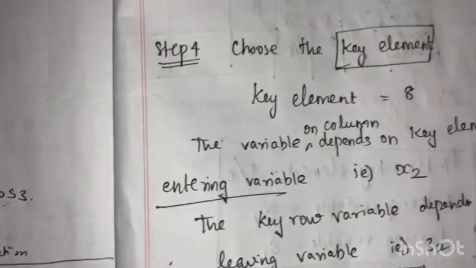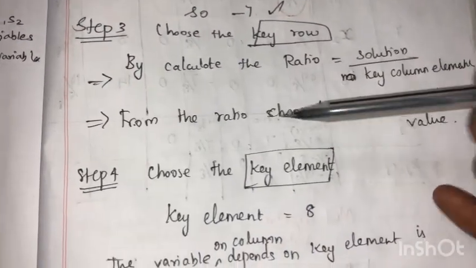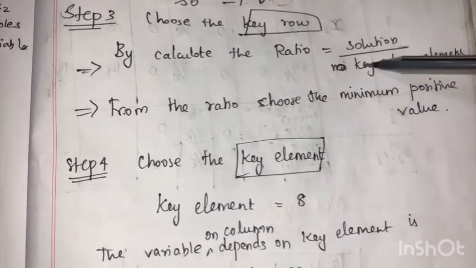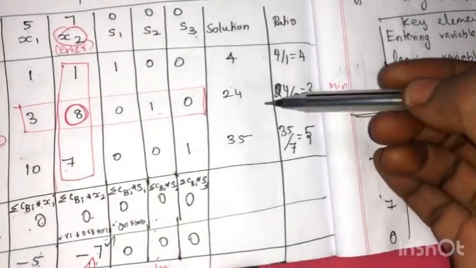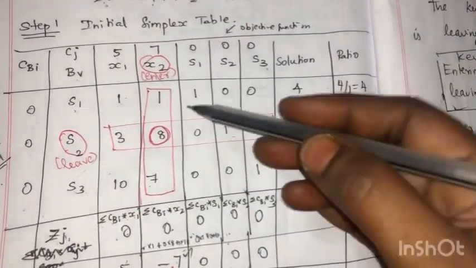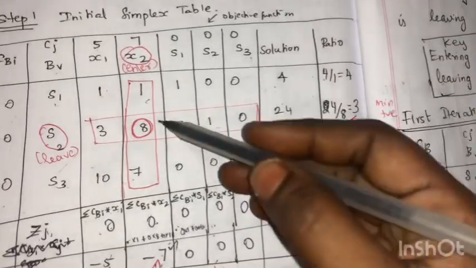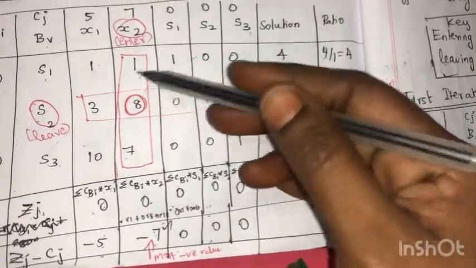For the key row, you have to calculate by using the ratio. So first calculate the ratio and identify the key column. The ratio will be identified by the solution divided by the key column element. We choose the key column from the maximum negative value.